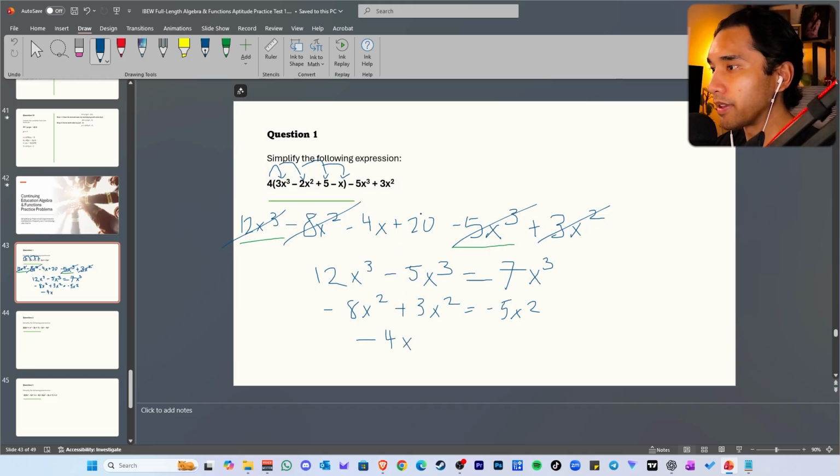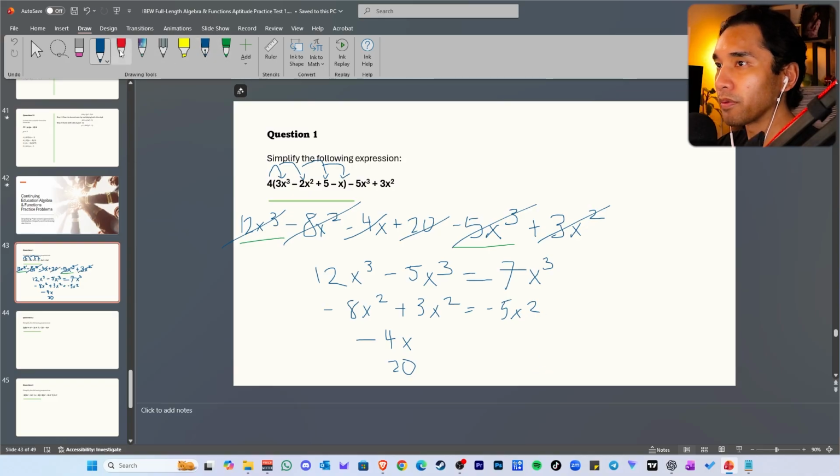It can't do anything with this 20. So we're going to leave that term alone, and we're going to cross it out because we wrote it down over here. And same for this 20. We're going to write it down here, and it can't be simplified or combined with anything else. So we cross it out.